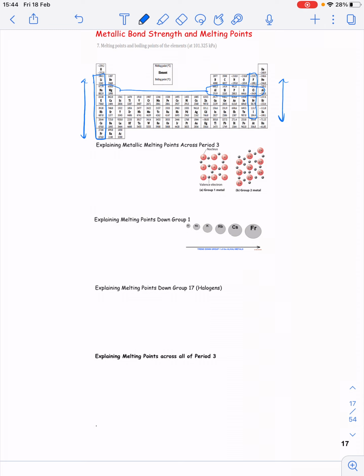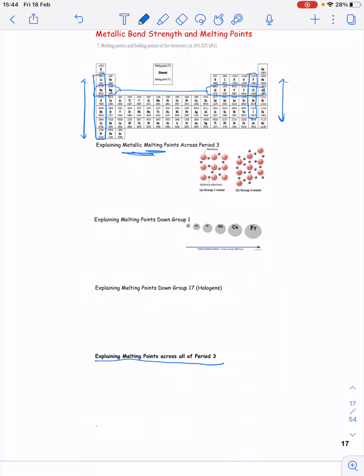Now the period 3 one I have sort of separated here into the metals, since we're focusing on metallic bonding right now, but also across period 3 as a whole. So let's start with the metals, metallic bonding.